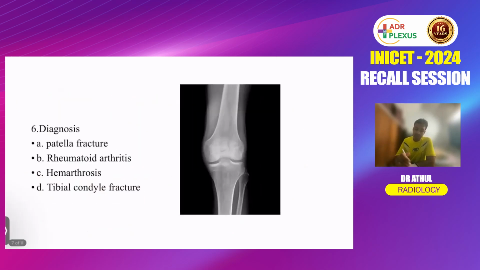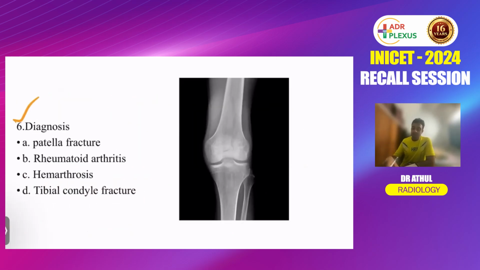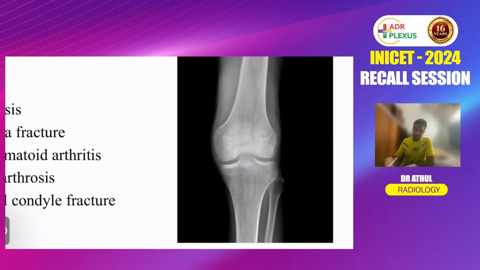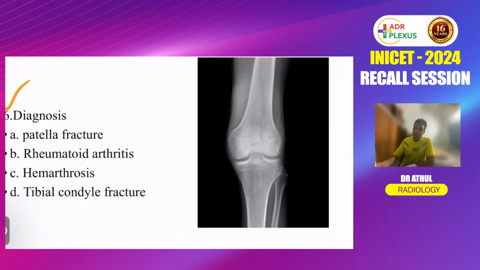Now coming to the sixth question, they gave an X-ray like this and they asked for the diagnosis. In an X-ray of the knee, you will be able to find out patellar fracture or tibial condyle fracture, but hemarthrosis is very difficult to diagnose by radiograph alone.